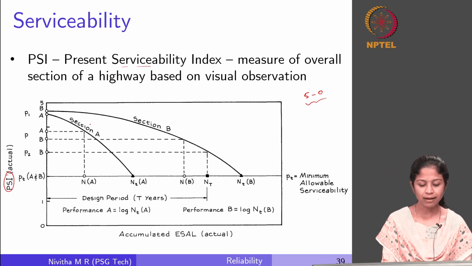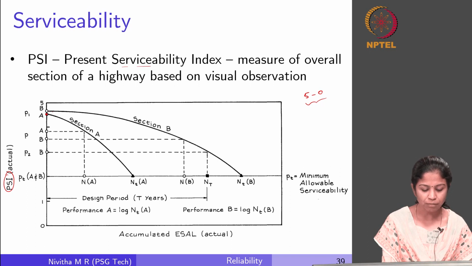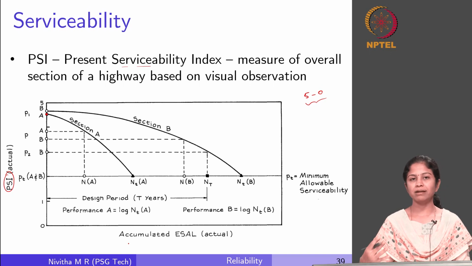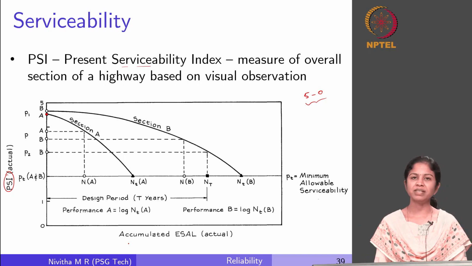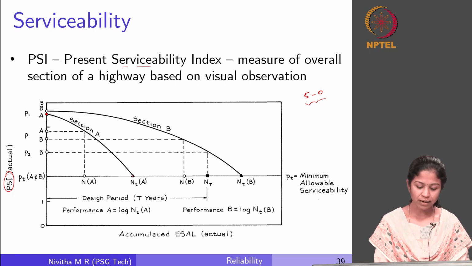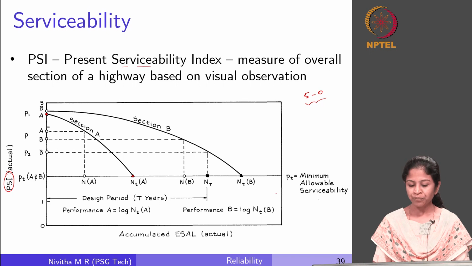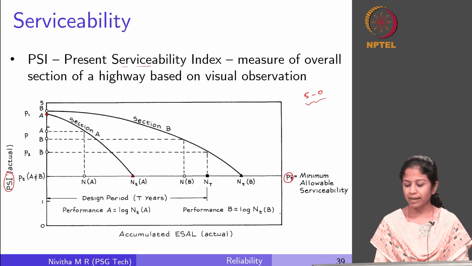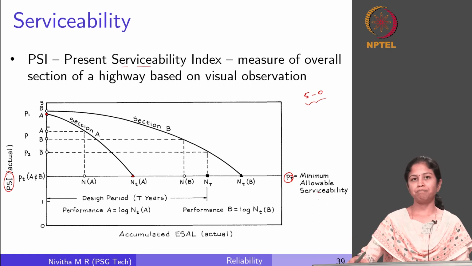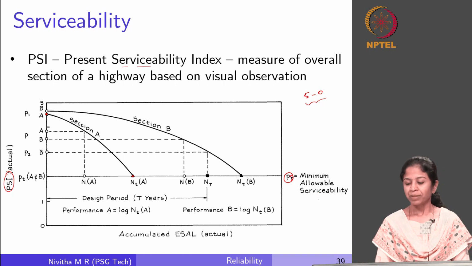Let us take section A here. Once I construct a pavement, this value of PSI is going to be high here. Okay. So as time progresses, because of repeated applications of load, environmental effects, the condition of the pavement keeps deteriorating. So it deteriorates in this manner and reaches a terminal value. So what is this terminal value PT? It is minimum allowable serviceability. So beyond this, this pavement is no more traversable, right. I cannot ride a vehicle on this pavement. That I call as the terminal serviceability level.